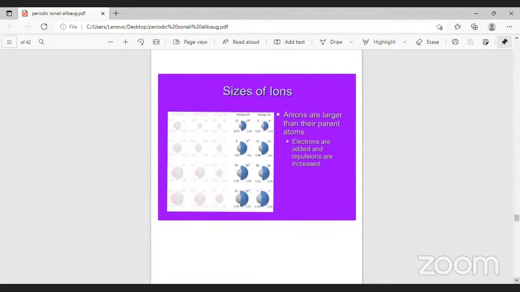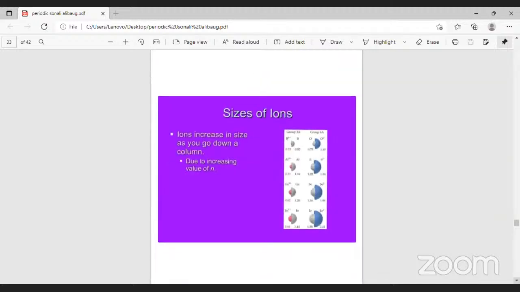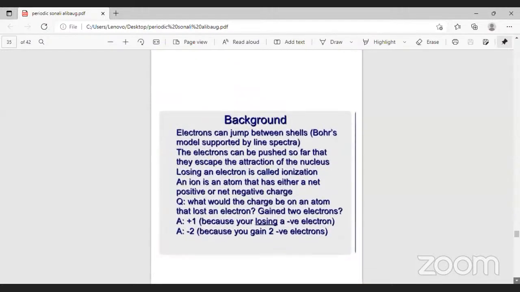Now anions. What are anions? When you are adding electrons, anions are larger than their parent atoms. Electrons are added and repulsions are increased. That's why anions are larger than their parent element. See size of ions, then metals versus non-metals.